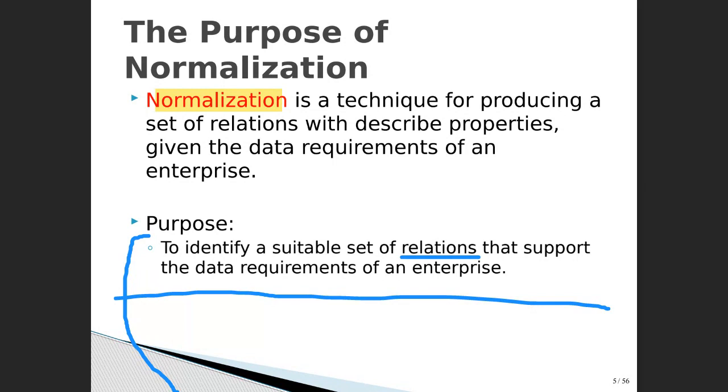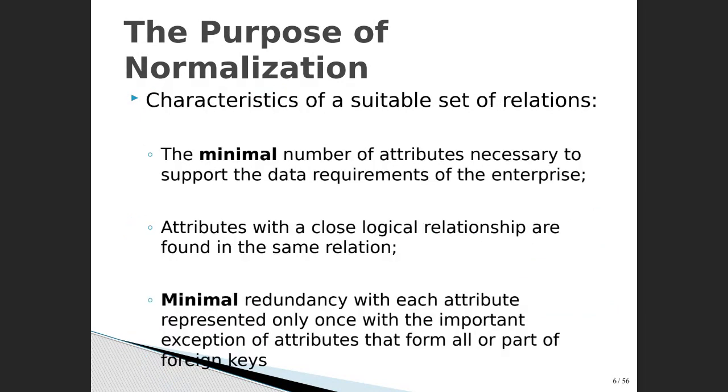Normalization is a technique used to identify a suitable set of relations. You can count this as a definition, as well. In other words, normalization is a process or technique used to identify a suitable set of relations, and inside brackets you can add, with no redundant data, which supports the data requirements of an enterprise. So this is the definition of normalization.